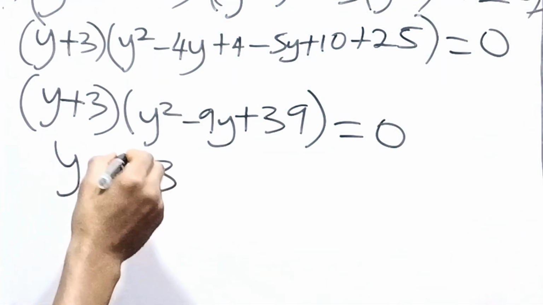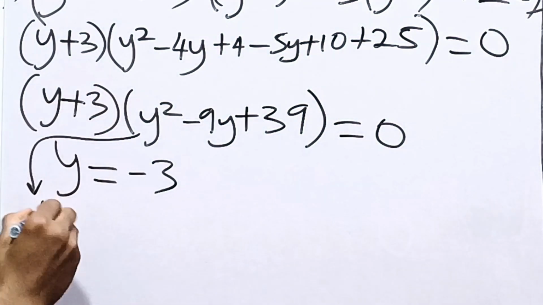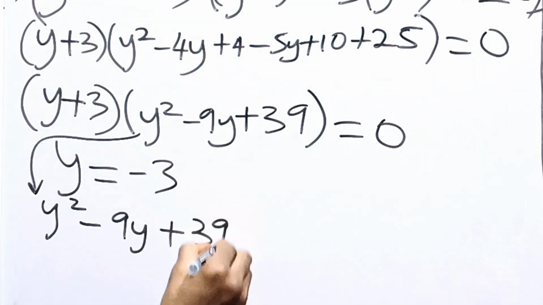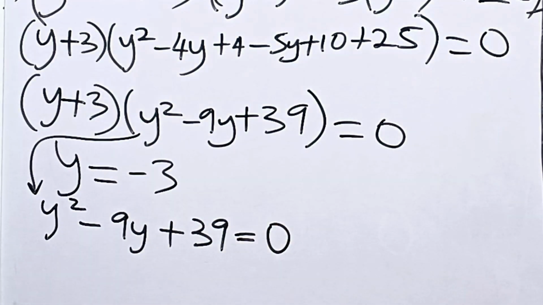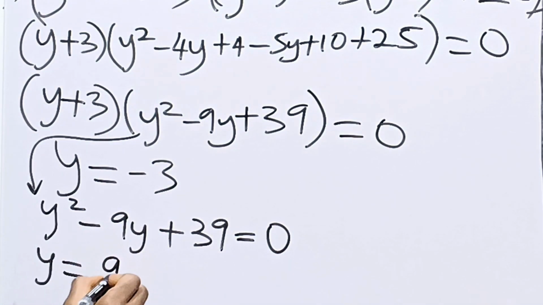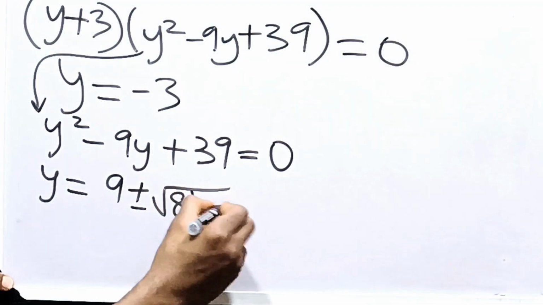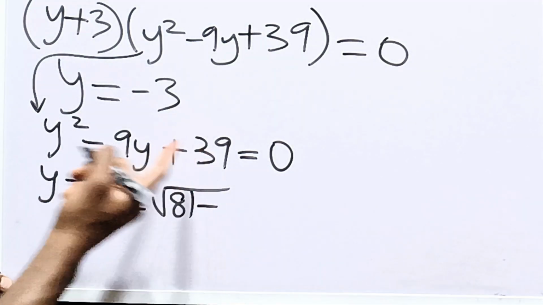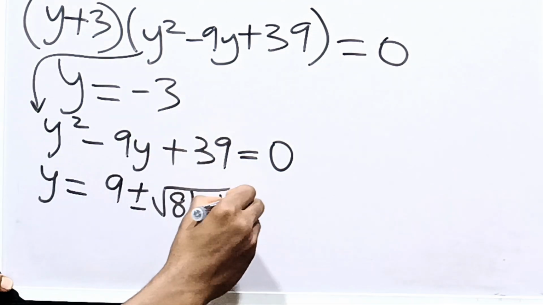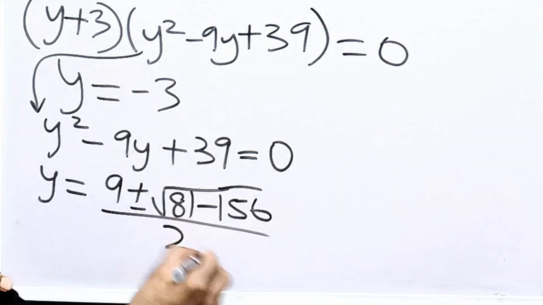The second answer for y is from y squared minus 9y plus 39 is equal to 0. Using the quadratic formula, we have that y will be equal to minus negative 9, which is plus 9, plus or minus root of 9 squared, which is 81, minus 4 times 39 times 1, 4 times 39 is 156, divided by 2 times 1, which is 2.